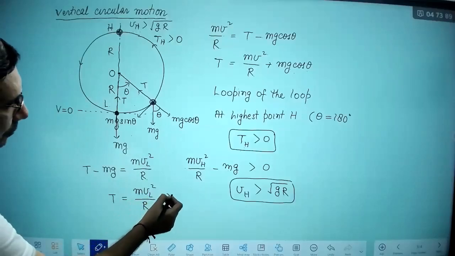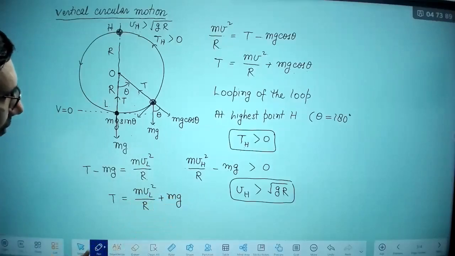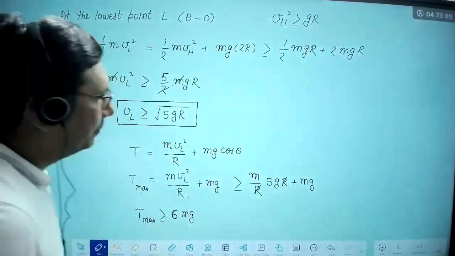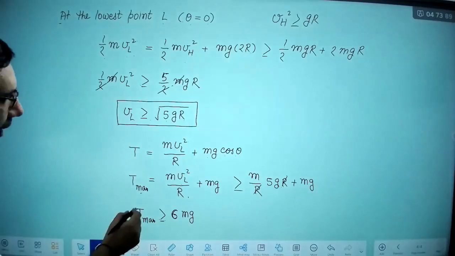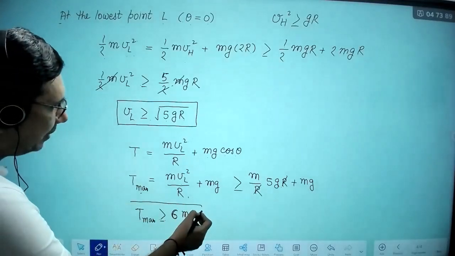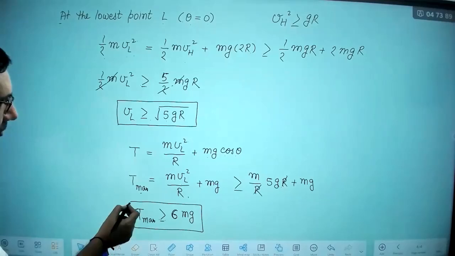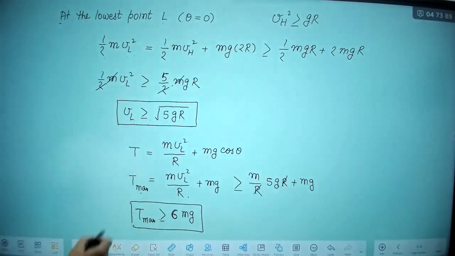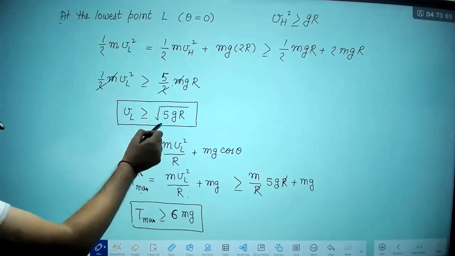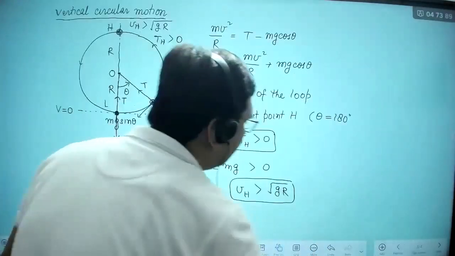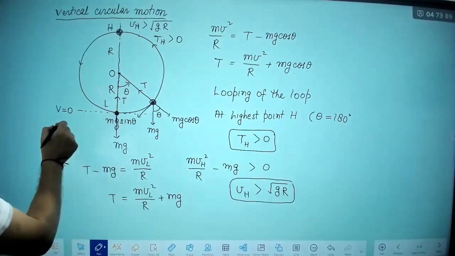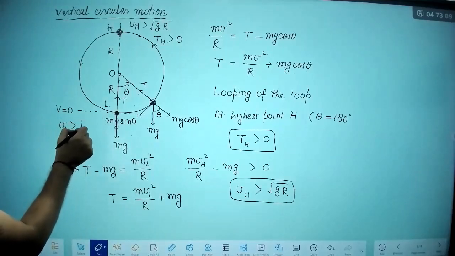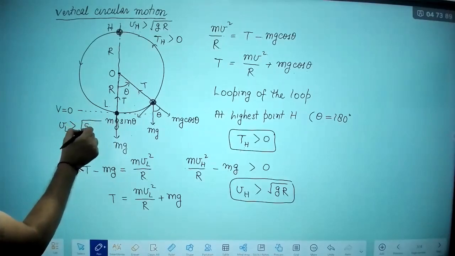So whatever I have used, I have used this one only. Is it clear, beta? Yes. Tmax at the lowest point should be greater than 6 mg. So you have to remember these two expressions: at the lowest point, velocity should be greater than square root of 5gr.